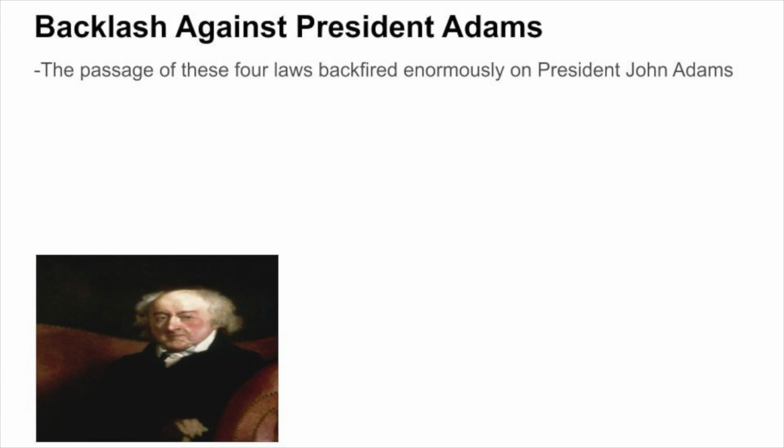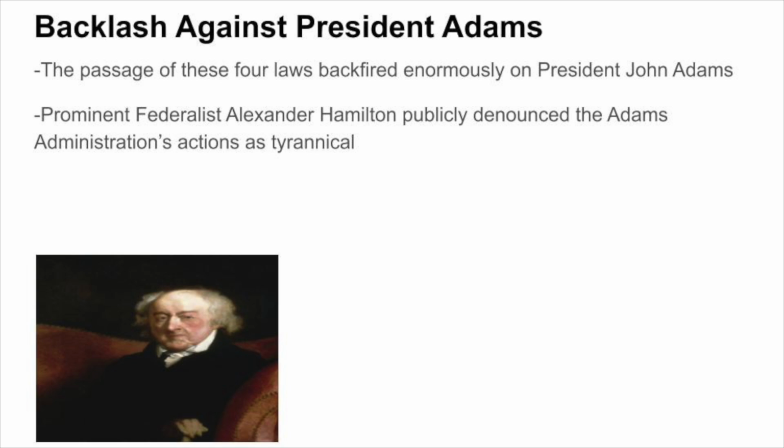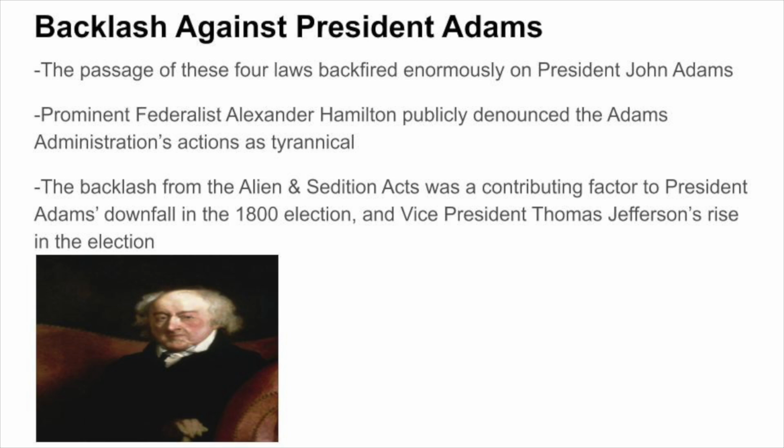The passage of these 4 laws backfired enormously on President John Adams. It also led Alexander Hamilton, a previous critic of anti-French rhetoric, to publicly denounce the Adams administration's actions as tyrannical. The backlash from the Alien and Sedition Acts in particular was a contributing factor to President John Adams' downfall in the 1800 election and Vice President Thomas Jefferson's rise in the election.